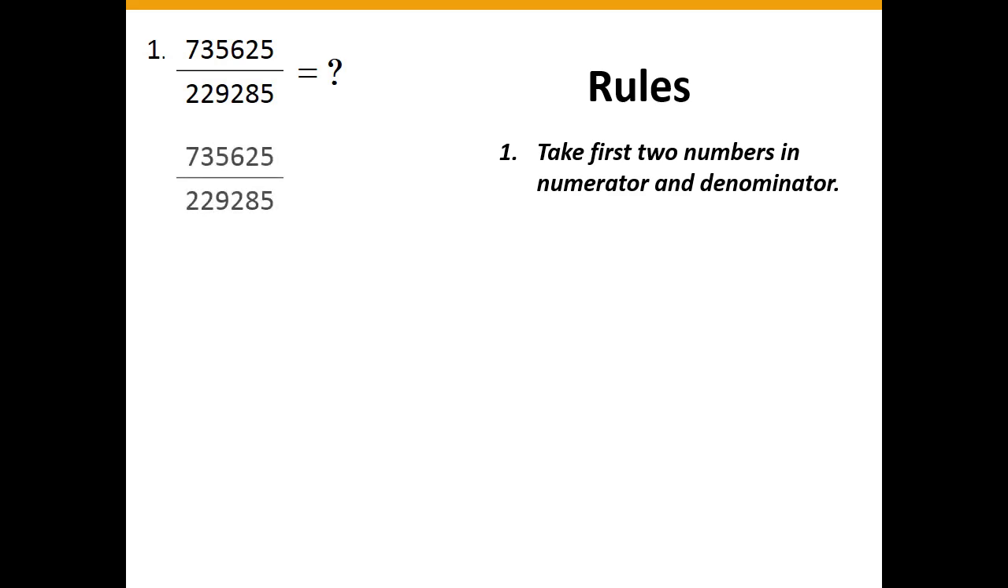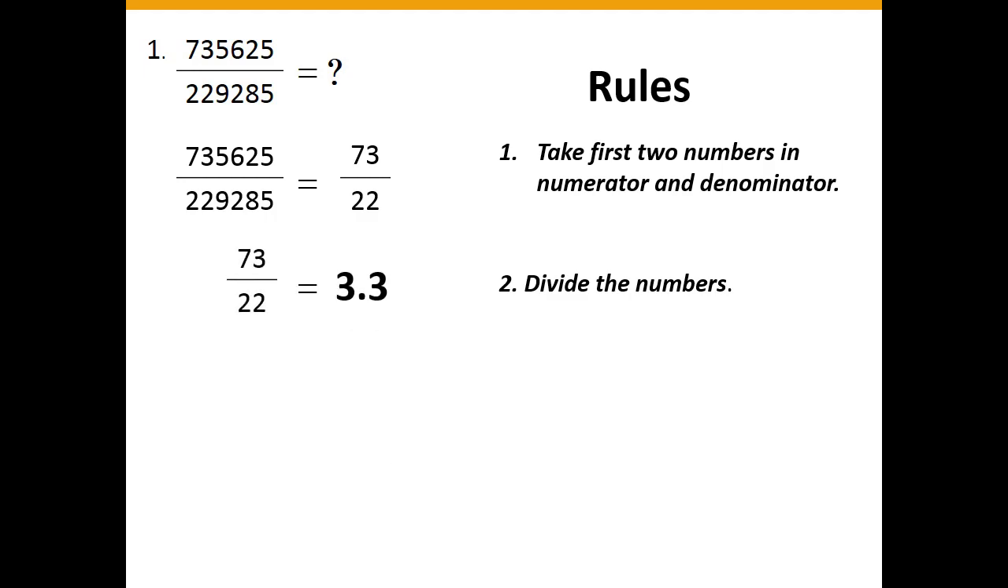So we take the question 7,35,625 divided by 2,29,285 equals, we want to take first two numbers, so 73 by 22. Okay, then divide the numbers. Then we want to divide the number 73 by 22. Okay, 73 by 22 equals 3.3.